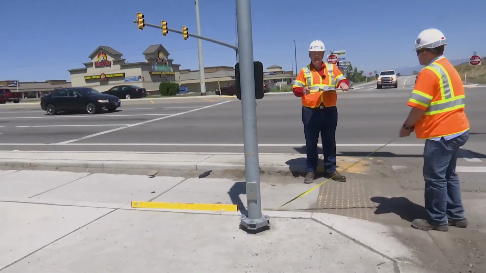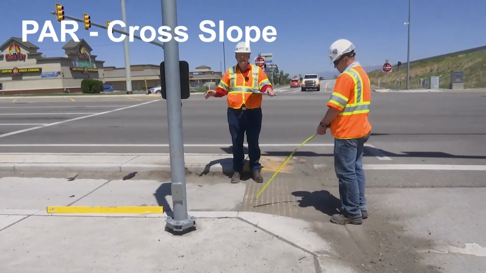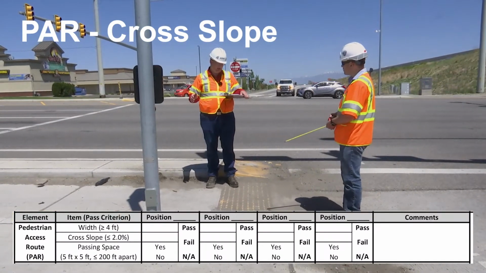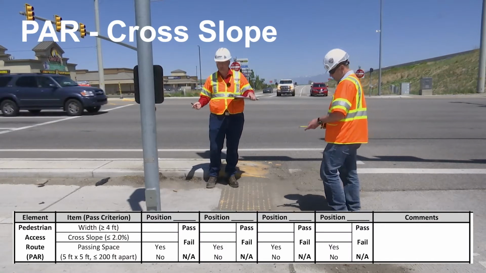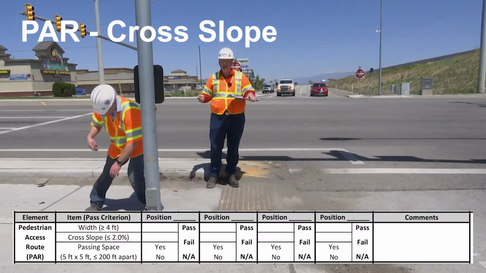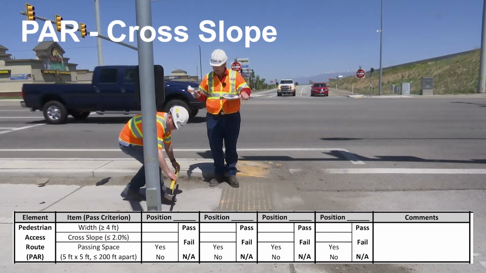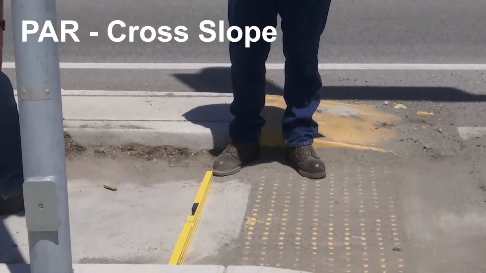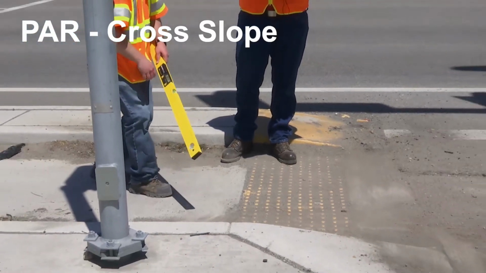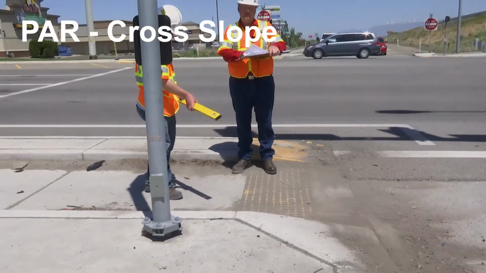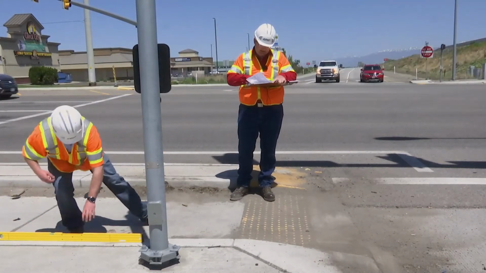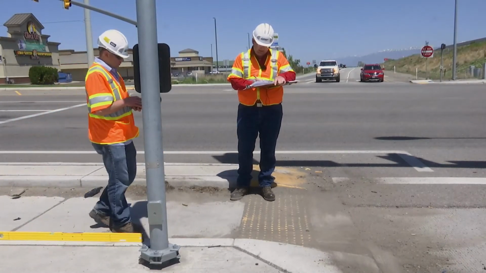Some of the things that we need to require or look at in our cut-through island is we need to look at our part requirements. So we need to look at our cross slope. So we'll get our cross slope of our cut-through island to make sure that that is less than 2%. 0.1%. Our cross slope is 0.1%, so we are under 2% there, so we are in compliance. So we can make a note of that.